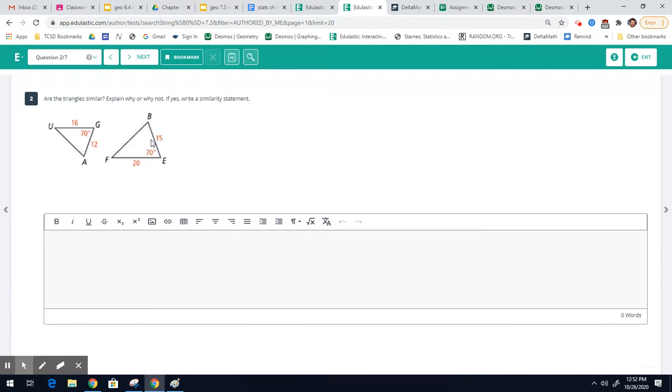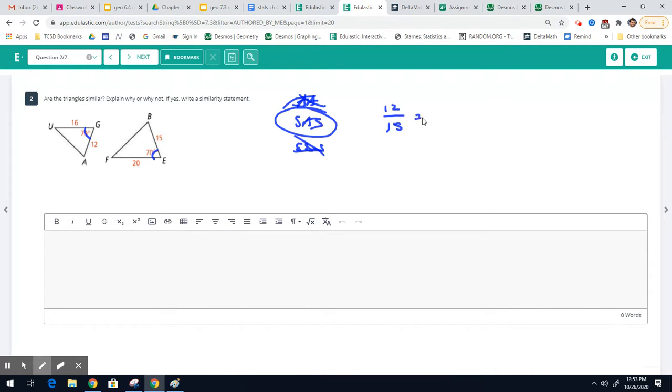So it says, are the triangles similar? Explain why or why not. Okay, so now, again, our choices are angle, side, side. Well, if I look here, each triangle gives me two sides and the angle in between. So I'm thinking if they're going to be similar, it's going to be side, angle, side. Well, first of all, angle G and angle E are congruent, right? So now I have to look at my corresponding sides. So between 16 and 12, 12 is the smallest. So compare that to the smallest of these two, which is 15.